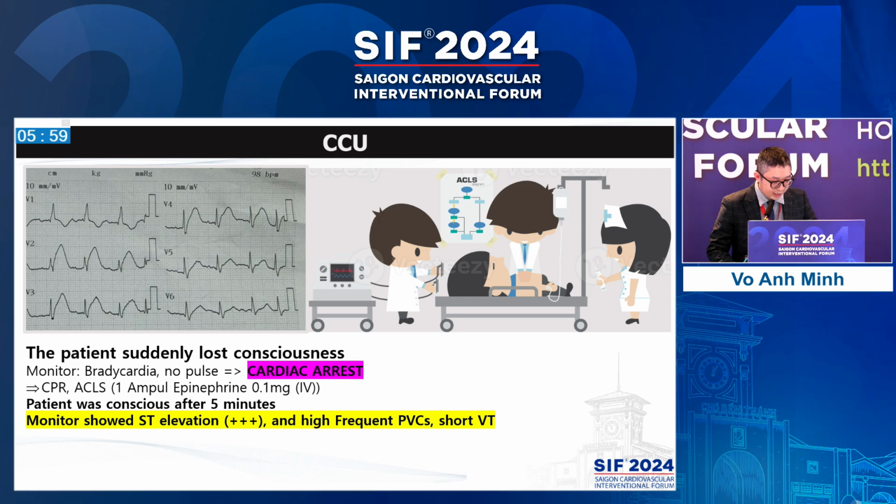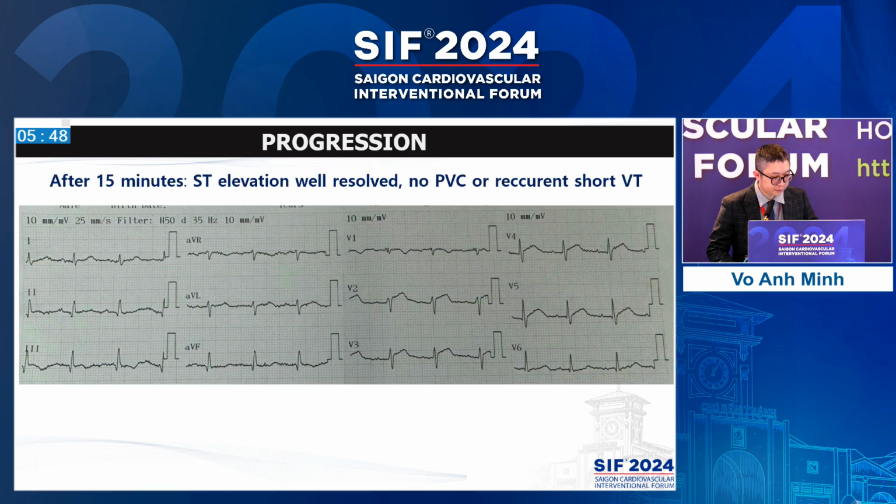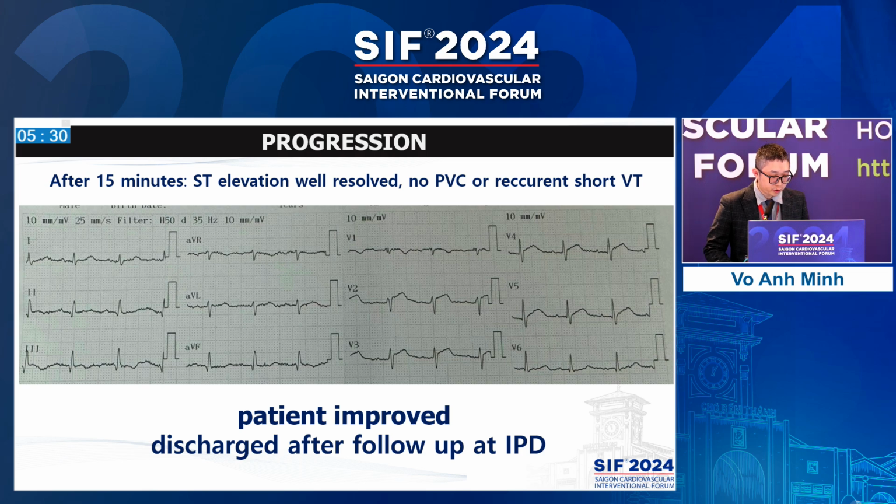But we treated him with amiodarone first because of the high frequency of PVCs. And it's magic. After 5 minutes, 15 minutes, the ST elevation resolved well. No PVCs, no recurrent short VT. I read on the internet about the literature on why this happened, and we kept monitoring him and followed up at the ward. He improved well and was discharged after follow-up, and the EF is good, with no change.